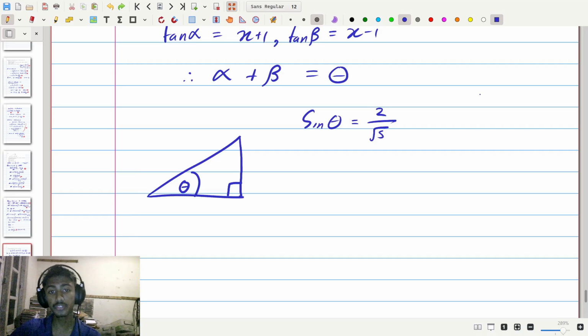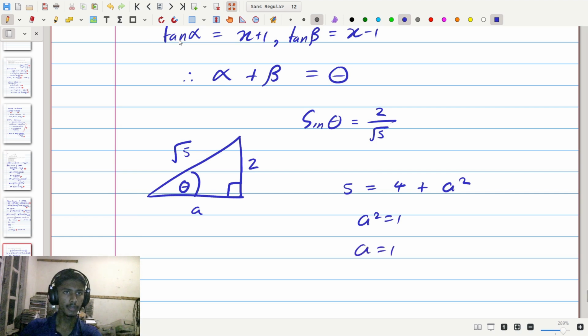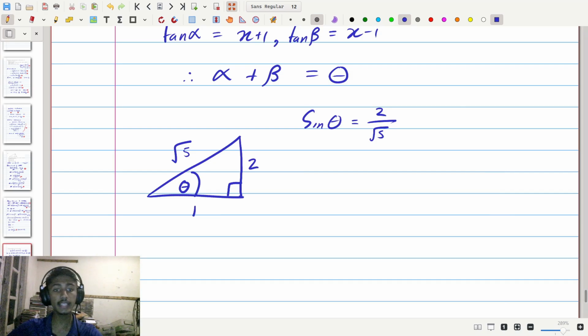Therefore, if the length here is 2, then the length of the hypotenuse must be equal to the square root of 5. Now if we apply the Pythagorean theorem, root 5 squared is 5, so we have 5 equals this side squared, which is going to be 2 squared, which is 4, plus this side squared, which I'll call a for now, plus a squared. Rearranging this, we get a squared equals 1, and since a must be a positive length, a equals 1. So our triangle has a hypotenuse of root 5 and the other two side lengths are 2 and 1. The side length opposite to the angle theta is 2 and the side length adjacent is equal to 1.